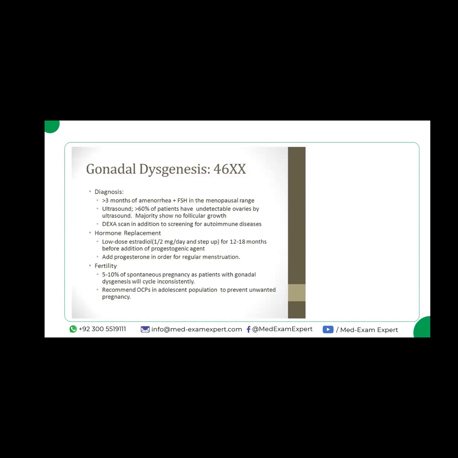So what is the treatment? The treatment is basically hormone replacement therapy, that is low dose estradiol, 1 to 2 milligrams per day, and then the dose is built up in a step-up manner over 12 to 18 months. After the addition of estrogen, we add progesterone in order to regulate the menstruation in these people. 5 to 10% of the people can have spontaneous pregnancy, as patients with gonadal dysgenesis will cycle inconsistently. And we recommend OCPs in the adult population to prevent unwanted pregnancy.